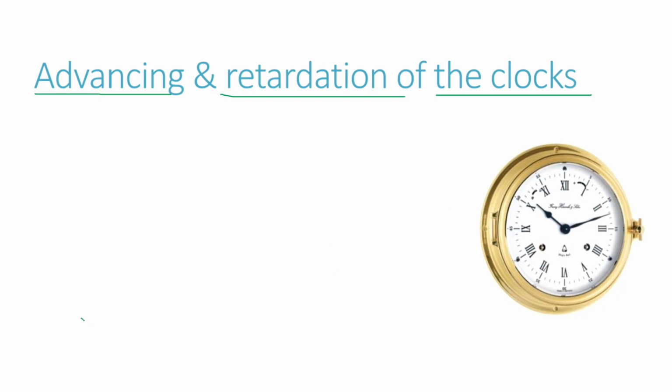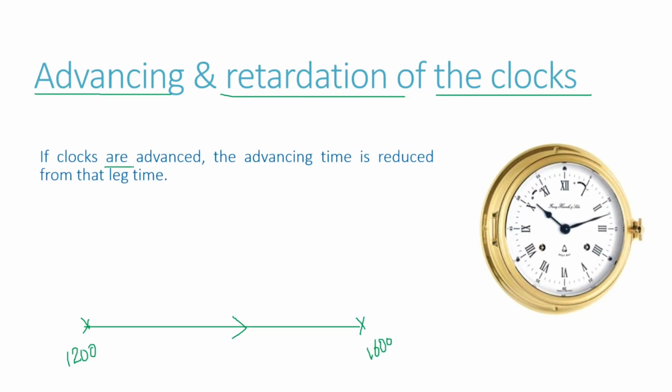So let us say you are going from point A to point B, moving like this. Let's say they tell you that you started off from point A at 1200 hours and reached point B at 1600 hours. Now during this interval, the clocks are advanced by half an hour, or 30 minutes. Can you tell me what will be the total time from position A to position B?